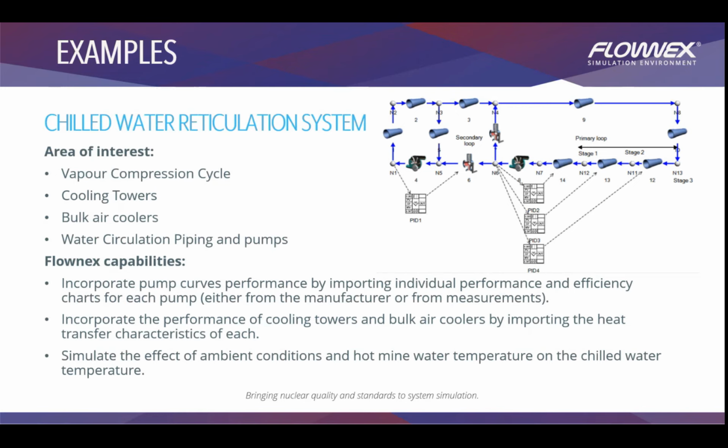This is one of the nice examples. We have a chilled water reticulation system as well. It's more about recycling the water in the system, where we would be distributing it around two pumps and using valves to control the flow through the pumps. The areas of interest will be the vapor compression cycle and cooling towers, bulk air coolers, water circulation piping, and pumps. This is where the Flownex capabilities play a big role, where we'll be able to use PID controllers to control the valve opening in order to make sure we have a certain flow rate that we're looking for through the pumps or through the pipes.